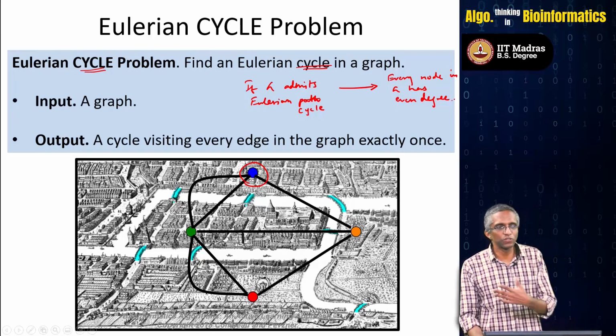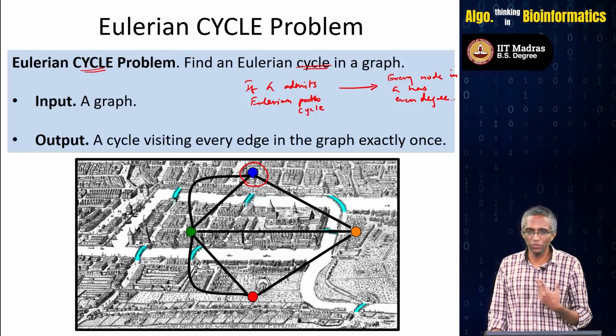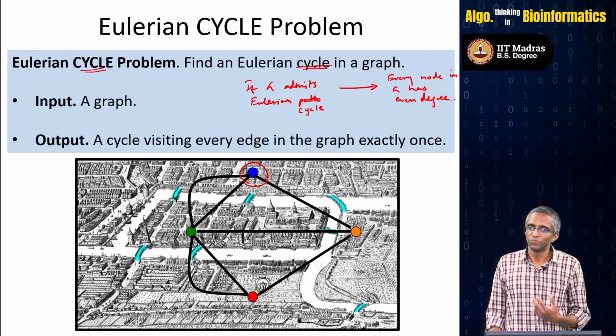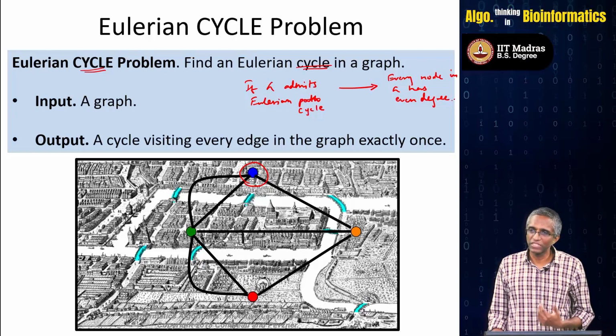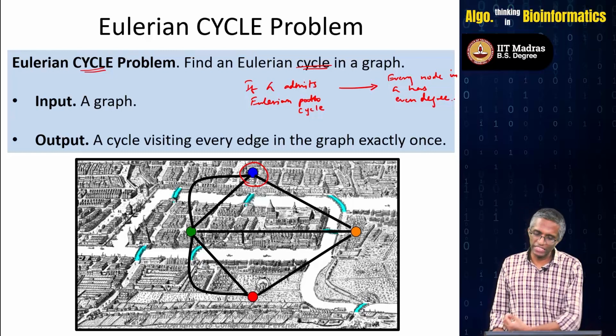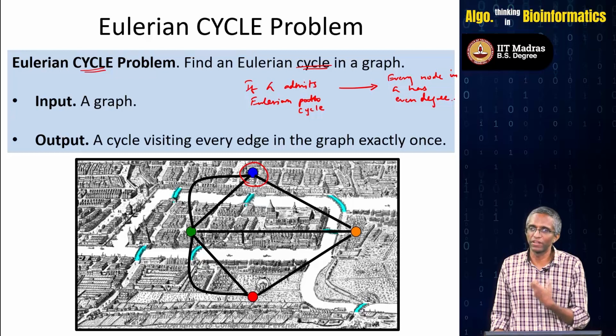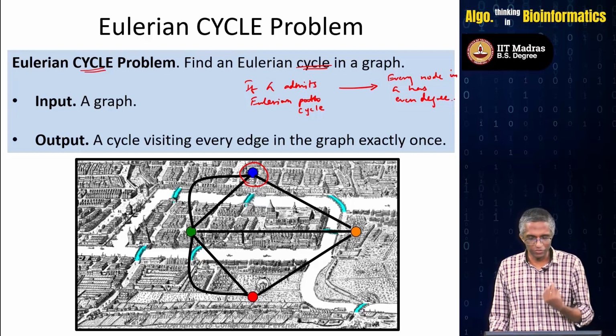Right, because if you enter a node, you will have to exit the node through a new edge, since you cannot reuse the same edge again. So every time you enter, you have to exit, and so there is always a pairing of the entering and the exiting edge, and so every node will need to have an even degree. Okay.